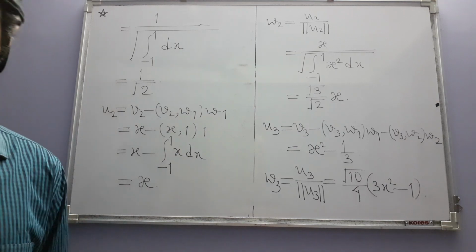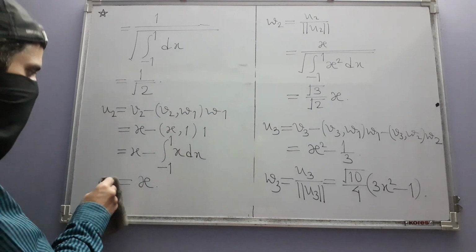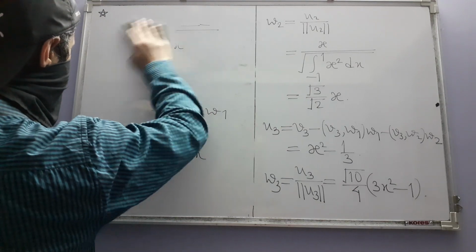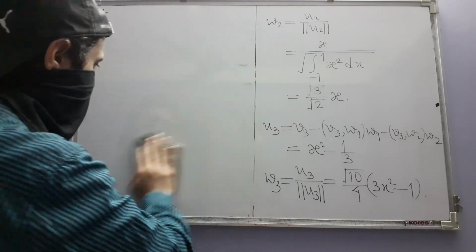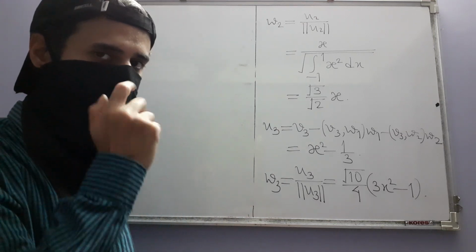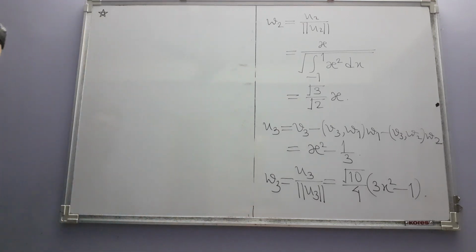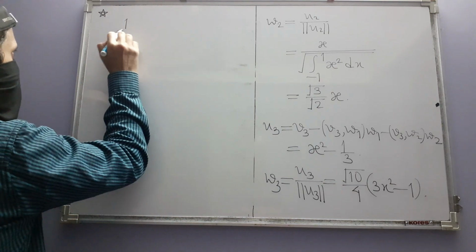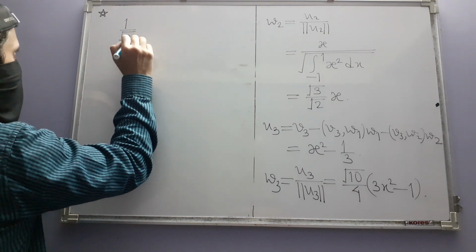So although your original basis is very simple, very easy, consisting of the polynomials 1, x and x square, the orthonormal basis is complicated, but still it is orthonormal, and that basis now looks like this.